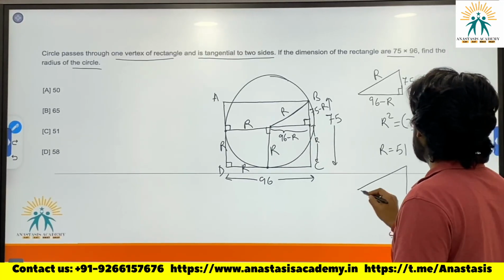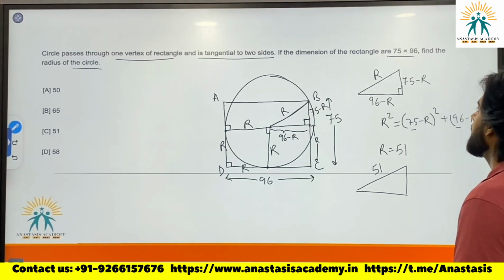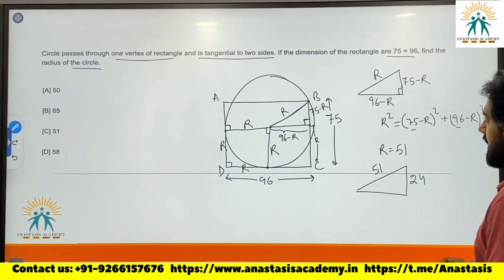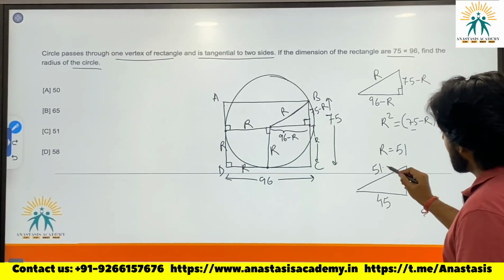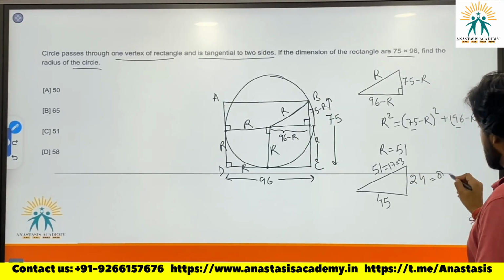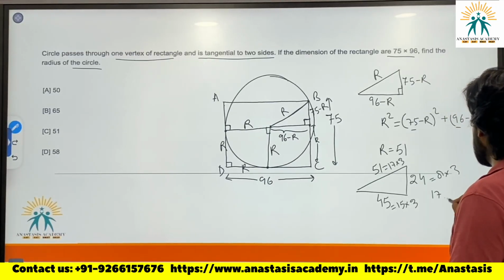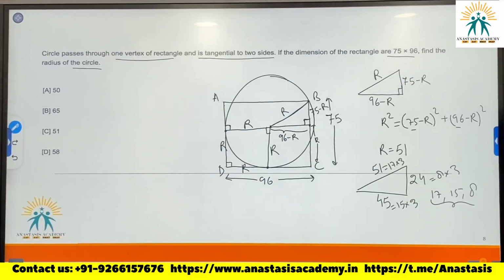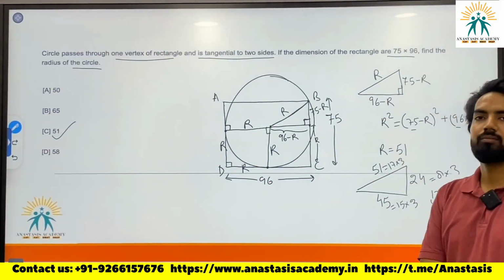So the sides become 51 minus 75, so 24, and 51 minus 96, that is 45. So it's a triplet. 51 is 17 into 3, this is 8 into 3, and this is 15 into 3. I know 17, 15 and 8 is a triplet. So the correct answer to this question is option C, that is 51. Next.